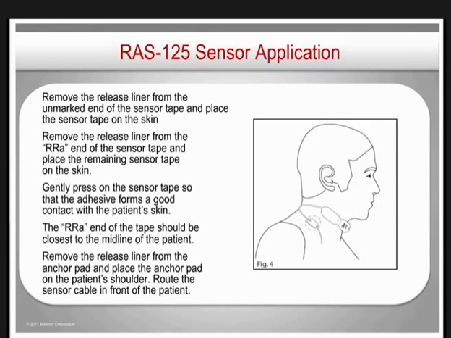Remove the release liner from the anchor pad and place the anchor pad on the patient's shoulder area. Route the sensor cable in front of the patient. Anchor pad must be secured to the patient. Do not secure the anchor pad to the patient's clothing.